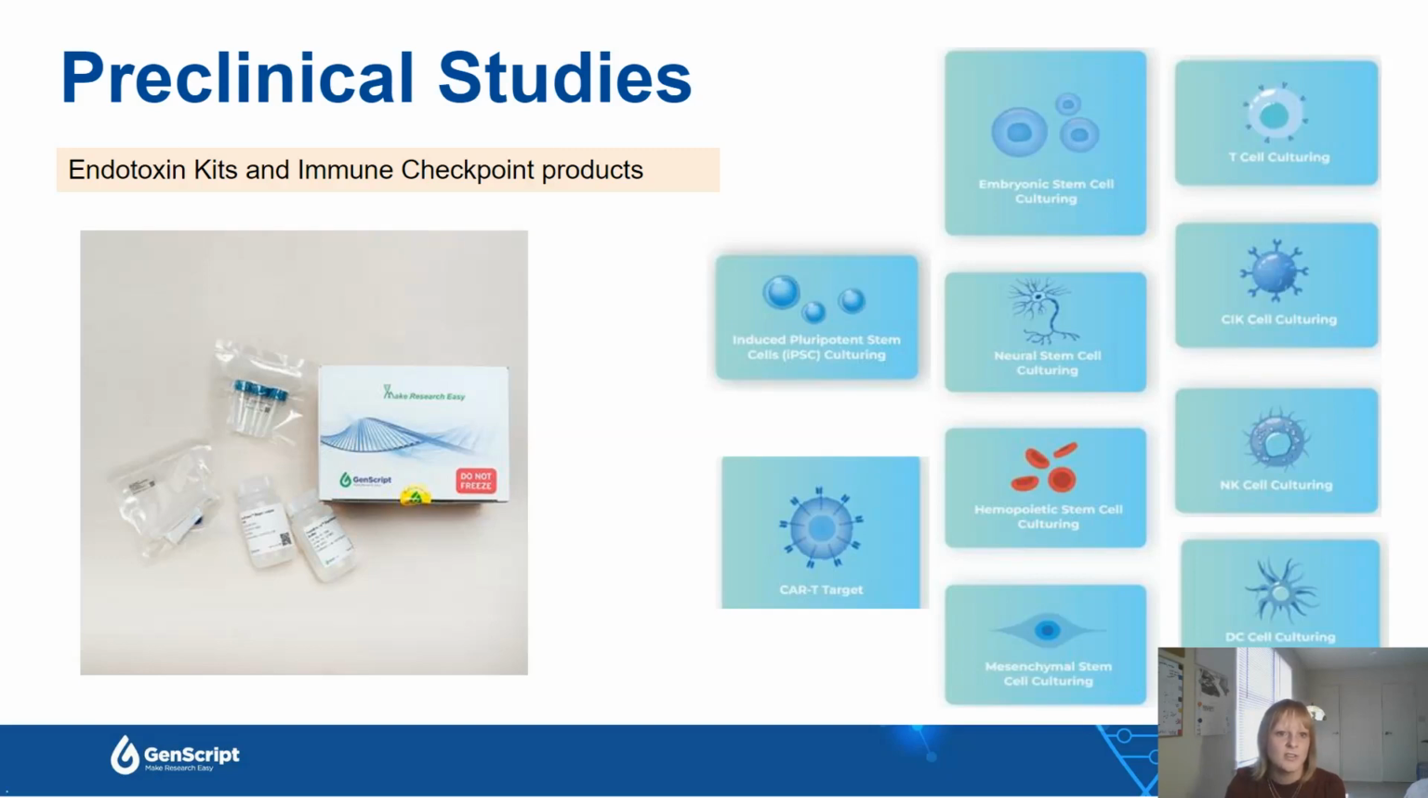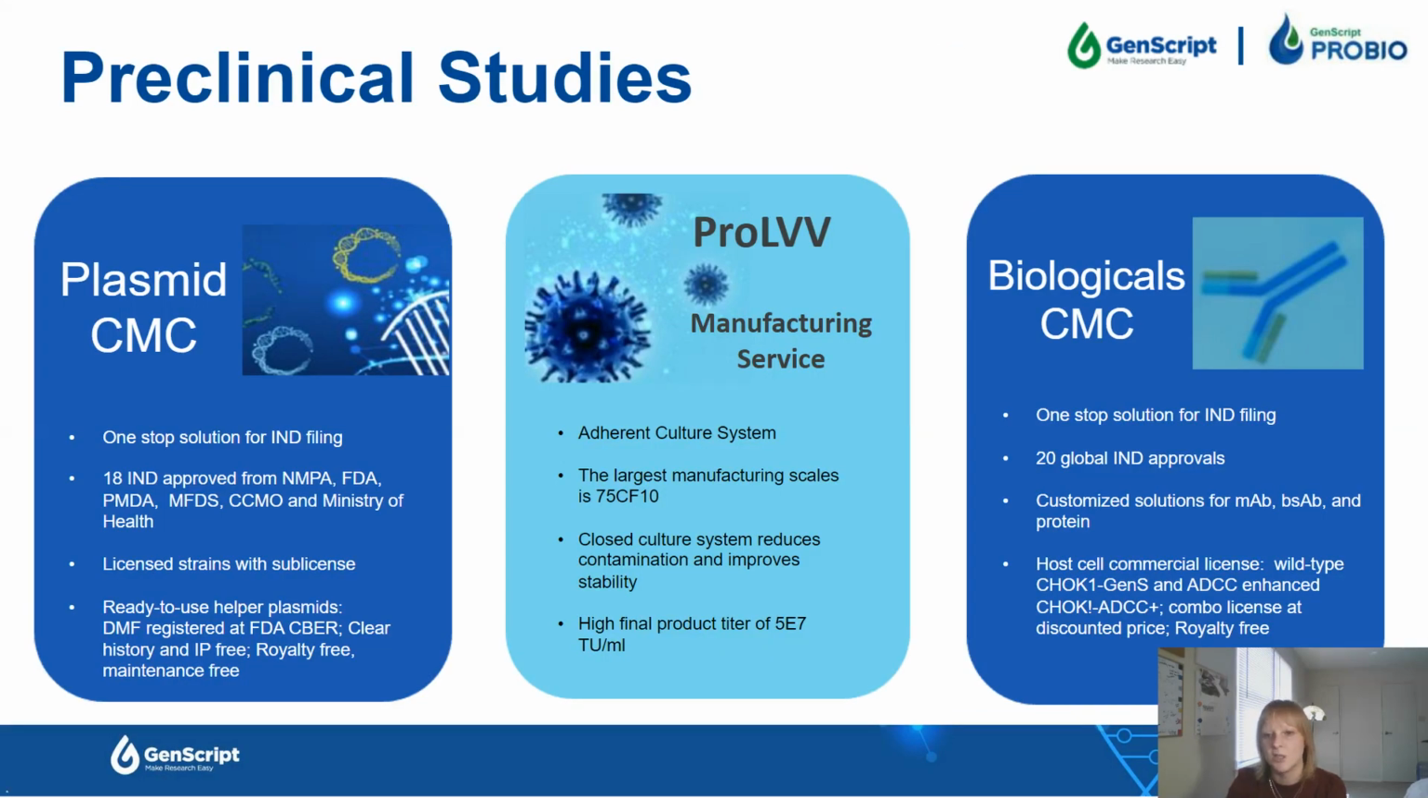GenScript also offers a variety of immune checkpoint proteins and antibodies, which are essential for studying the immune system and developing immunotherapies. Immune checkpoints are regulatory molecules that help prevent overactivation of the immune system, but they can also be exploited by tumors in order to evade the immune surveillance. By targeting these checkpoints, researchers can potentially enhance the immune response against cancer and other diseases. Our immune checkpoint products include recombinant proteins, high-quality antibodies, and ELISA kits for detecting checkpoint protein expression.